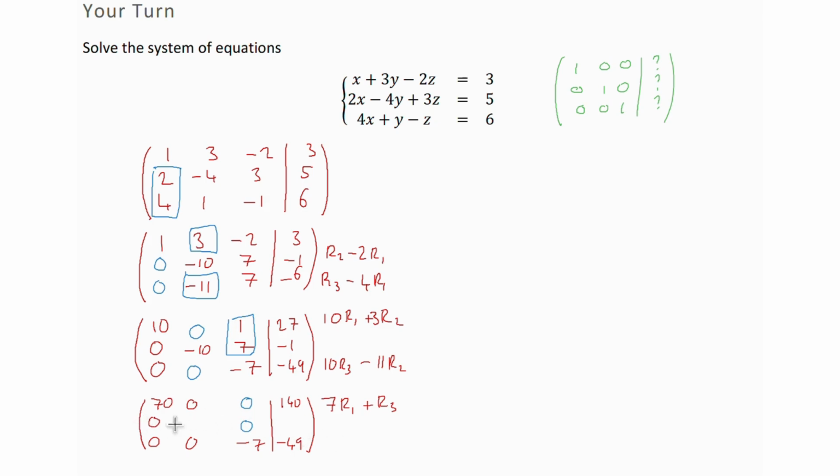And then in the second row, I've got to combine somehow to get this to 0, but not losing these zeros. So it's got to be a combination of row 2 and row 3. Fairly straightforward. This one is row 2 plus row 3, because these two will cancel out. So that's 0 plus 0 gives me 0. Minus 10 plus 0 is still minus 10. 7 plus minus 7 is 0. And minus 1 plus minus 49 is minus 50.